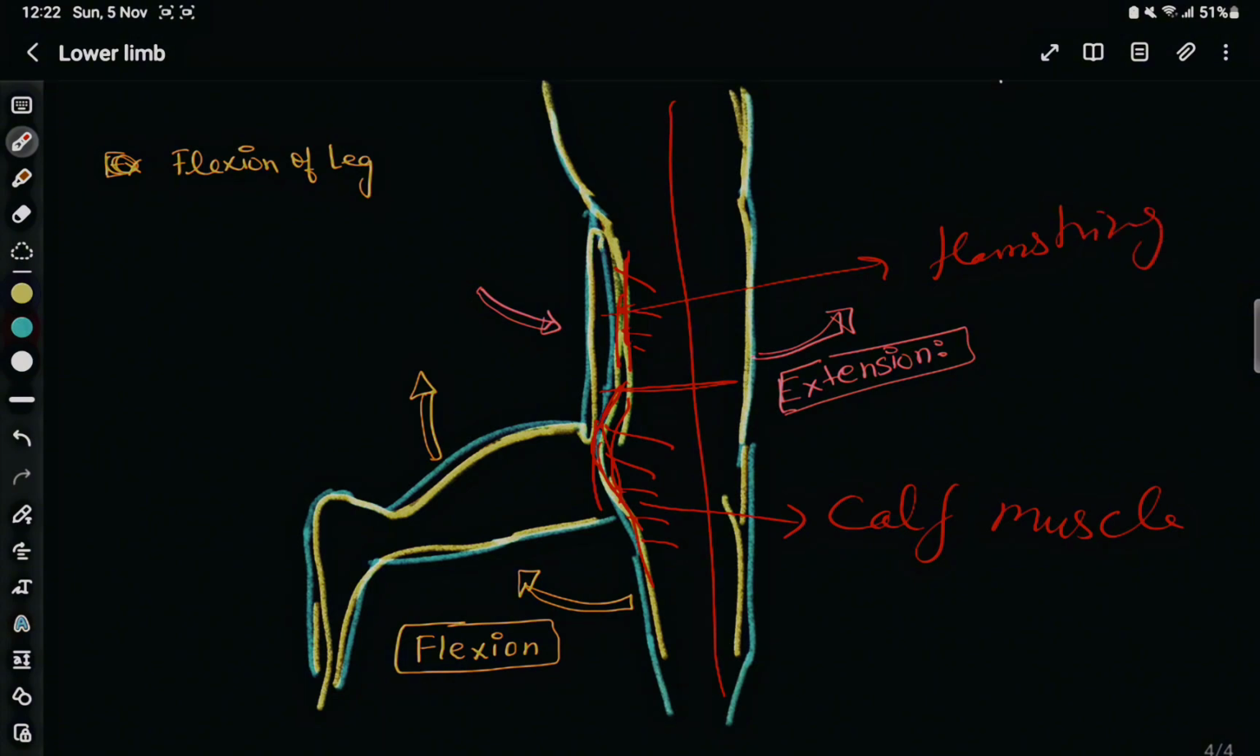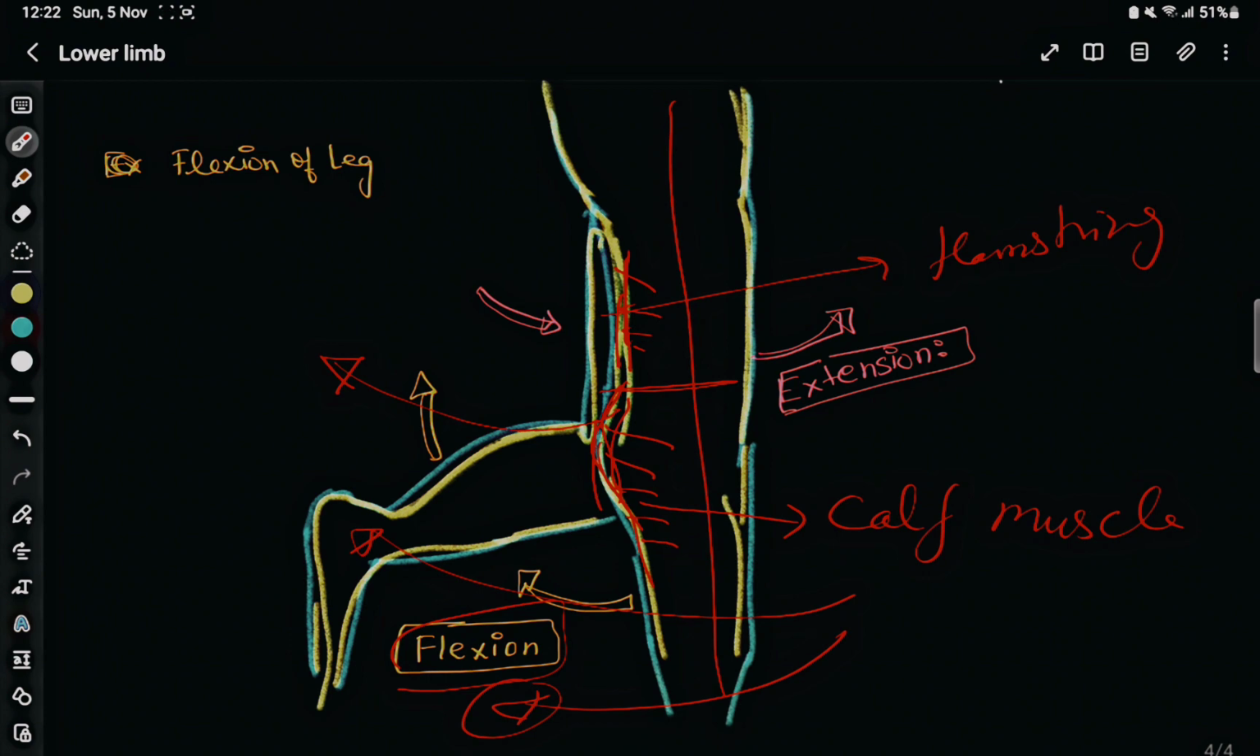Hamstring injuries in football are very common. Even calf injuries are very common. When you move from the hamstring back, bending and moving back, that part is called flexion. Moving back is called flexion.